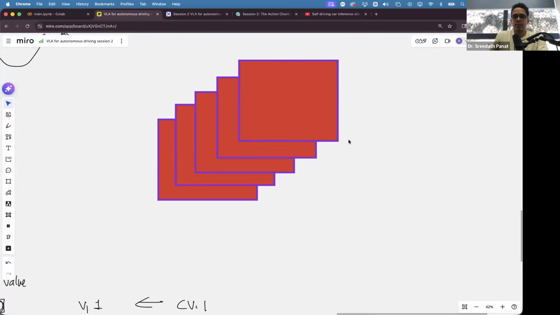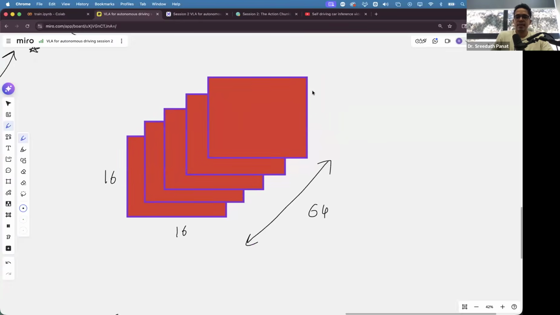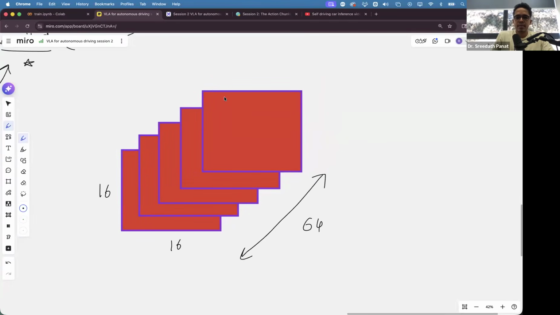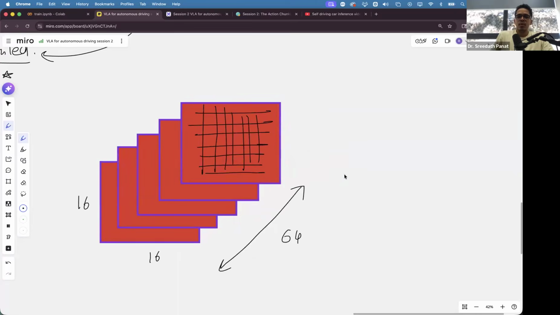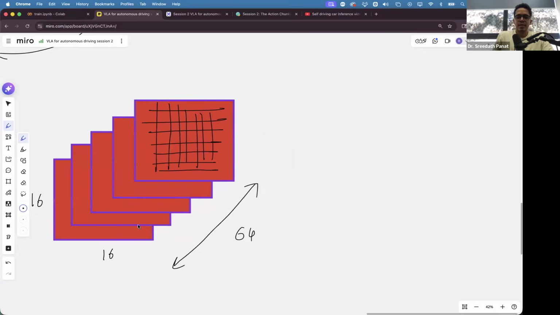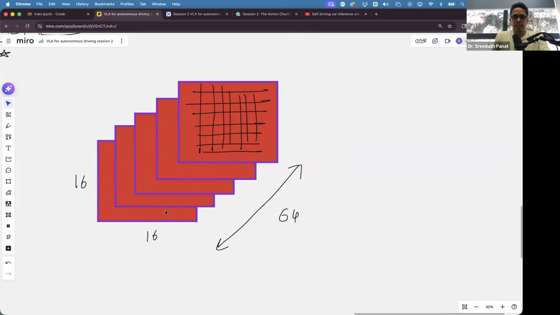Okay, so I have 16 by 16. Like that, I have 64 items. And 16 by 16 means I will have 16 such vision tokens here. Now, what will happen is if I have 16 by 16, or let me just make it simple. This is 8 by 8. That's easier. 8 by 8.